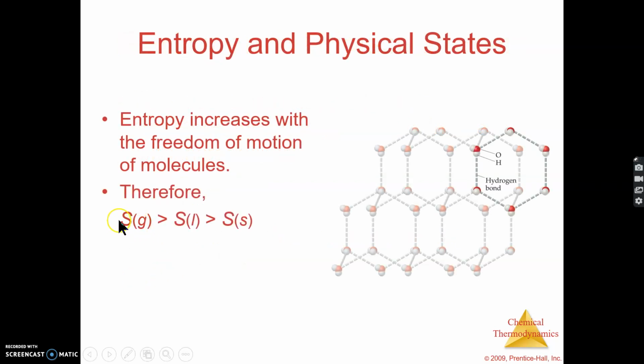And so we talked here, gases have the most entropy. Remember, S is our symbol for entropy. Gases have the most entropy. Solids have the least amount of entropy. Again, more motion, more entropy.